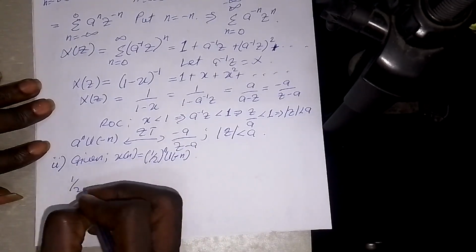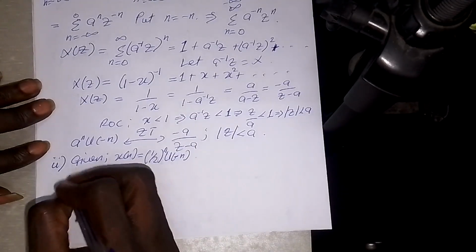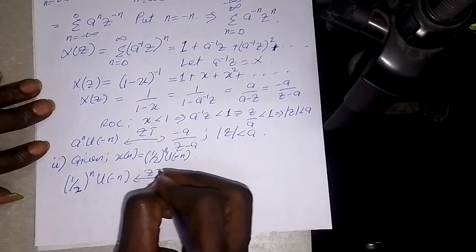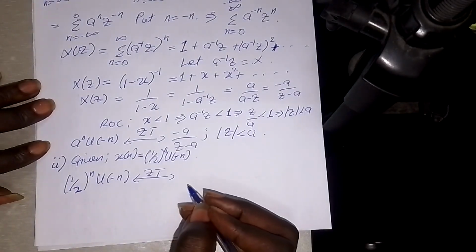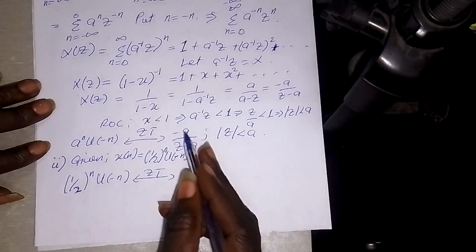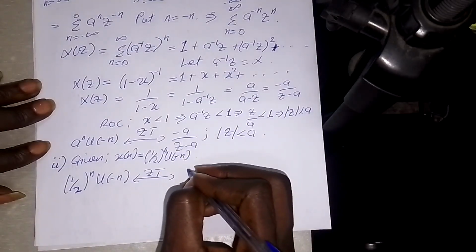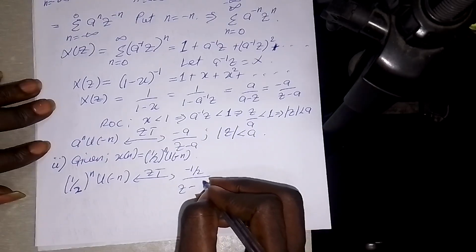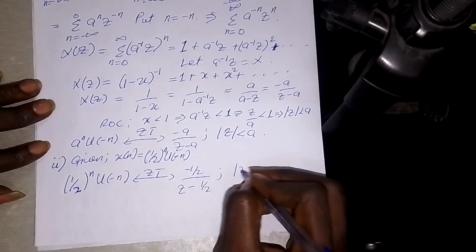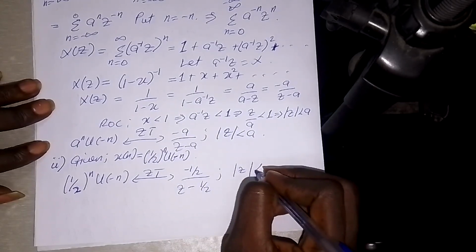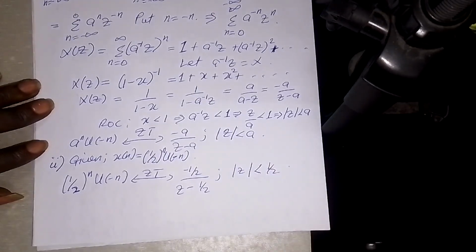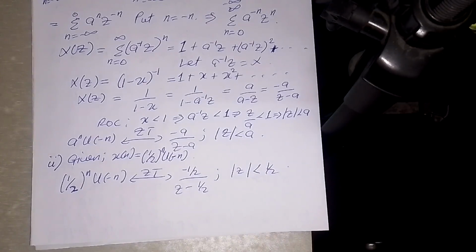Okay, so now we have (1/2) exponent n, u of minus n, which will therefore have a z transform of minus a, so minus 1 on 2, over z minus 1 on 2, and my ROC is supposed to be less than 1 on 2. So basically this is what I am supposed to have.